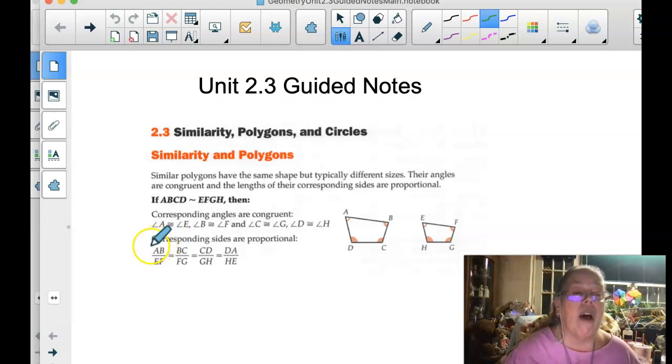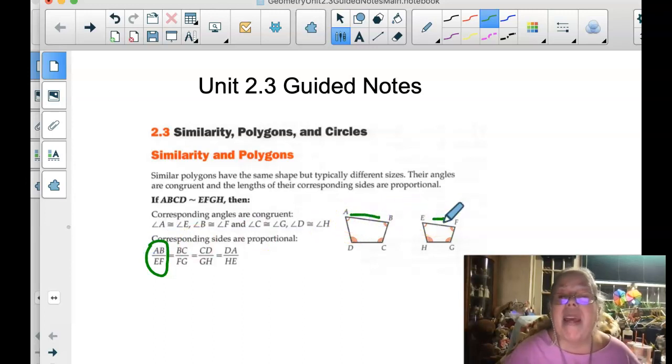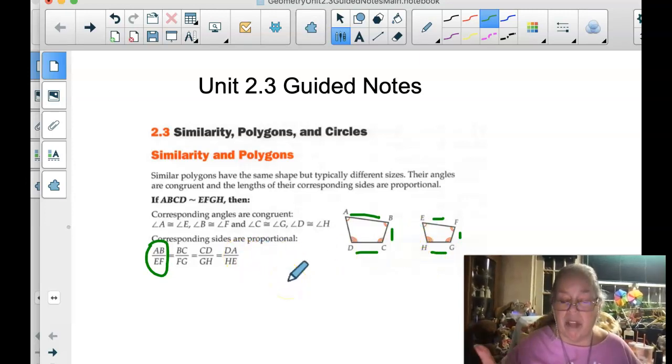Okay. So AB matches EF. Everybody see that? BC matches FG. Okay? CD matches GH. Okay? And AD matches EH, right? Or HE, whatever you want to call it. They all match. And notice that they used all of these letters on top, all of these on the bottom. They kept it organized. That's kind of important.